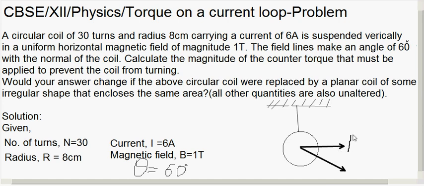We can write, this is B, and then this is the area vector A, because that is perpendicular to the plane. B and A make an angle 60 degree, which is given.